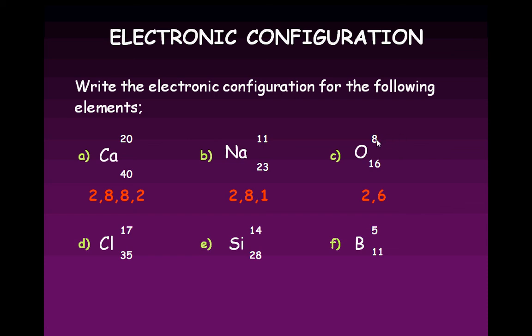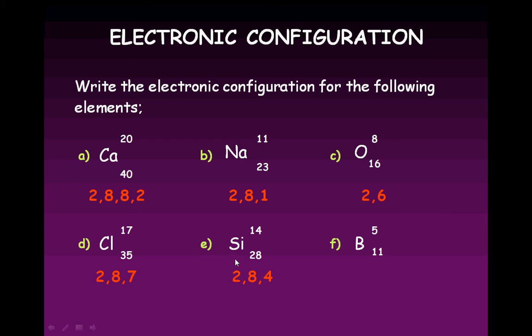Oxygen: 8 protons, 8 neutrons, for a total mass of 16. 2 electrons go in the first shell, 6 in the second, for a total of 8 electrons too. Chlorine: 17 is the atomic number. Its mass is 35, so it has 18 neutrons, because 18 plus 17 is 35. And there are 2 electrons in the first orbit, 8 in the second, and then 7 in the last.